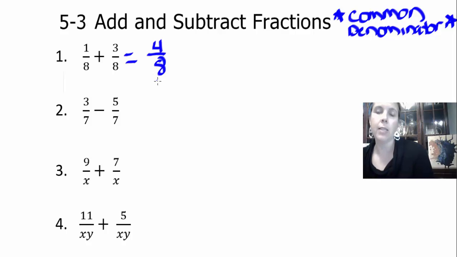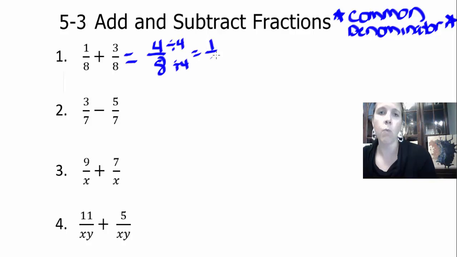Okay, and remember how I said last chapter that from now on you always reduce, so you do not leave it as 4/8. You have to reduce. So divide by 4, so it should be 1/2. If you already knew that 4/8 was 1/2, you do not have to show that work right there.